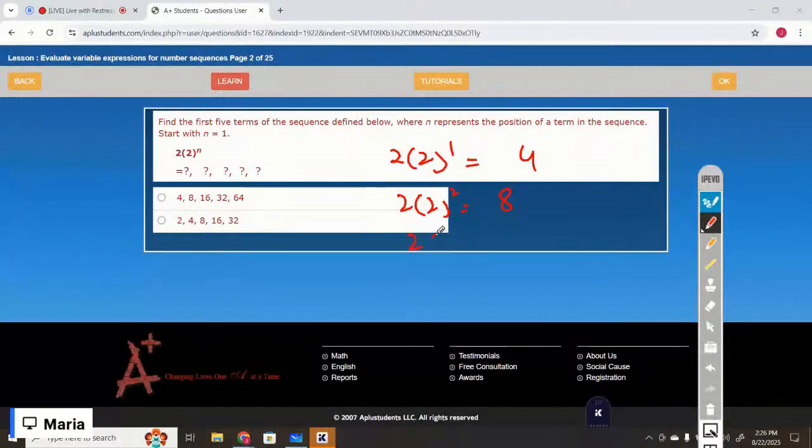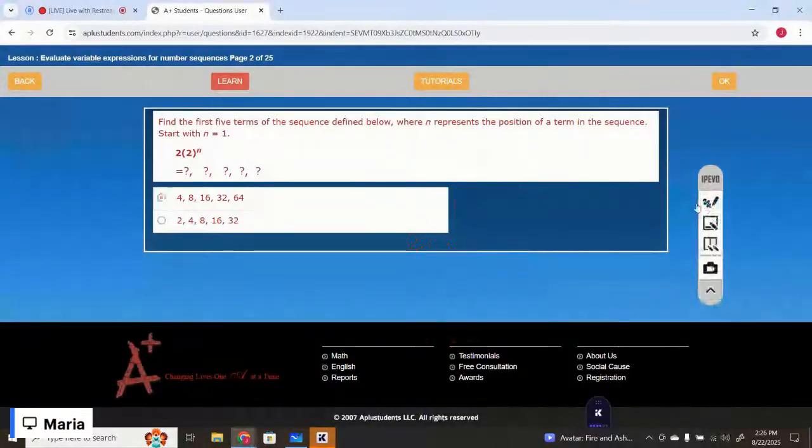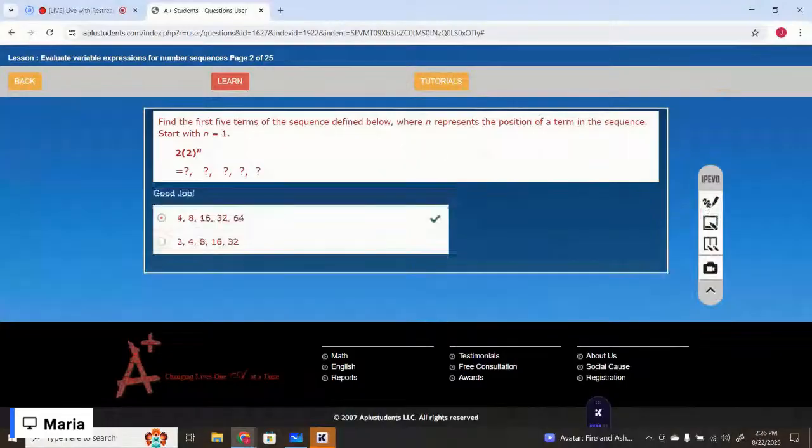2 times 2 exponent 3, that is 8, 8 times 2 is 16. 2 times 2 exponent 4 is 32, and 2 times 2 exponent 5 is 64. So the numbers are 4, 8, 16, 32 and 64. Option number 1 is the correct option, that is 4, 8, 16, 32 and 64.